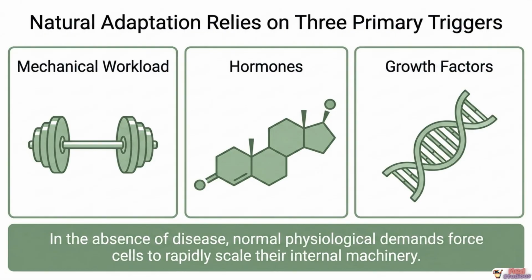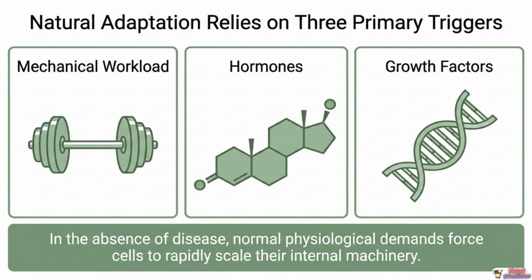The second trigger is hormones. Chemical messengers circulating in the bloodstream can directly instruct cells to grow. Estrogen, for example, drives the massive hypertrophy and hyperplasia of uterine smooth muscle during pregnancy. Testosterone drives skeletal muscle hypertrophy. Growth hormone drives widespread tissue growth in developing organisms.